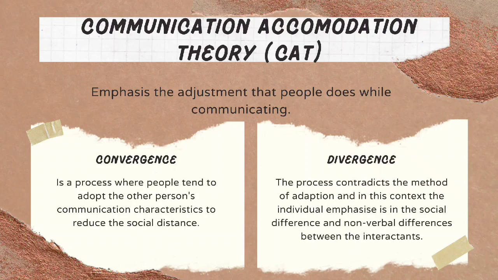Next is the divergence, the process that contradicts the method of adoption, and in this context, the individual emphasizes the social differences and non-verbal differences between the interactants. For example, my friend and I are talking in Tagalog or Filipino, and when I'm pissed at her, I switch my dialect into Visaya, which she can't understand. So this emphasizes the difference among people who are close to each other.